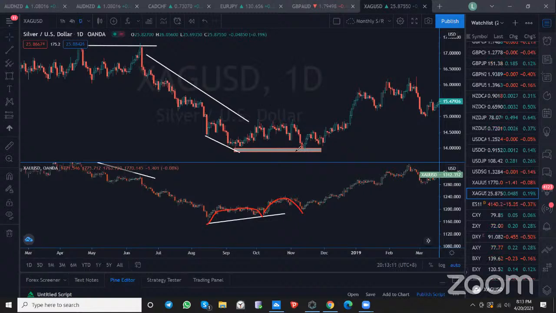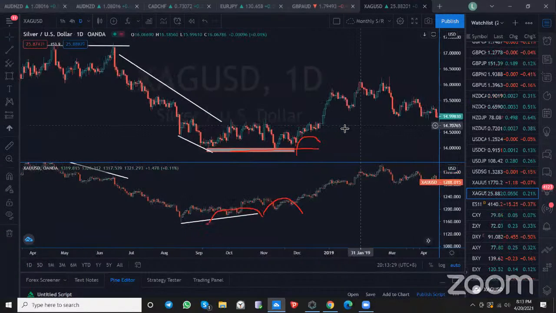And then you see your silver having a double bottom, followed by a higher low. So for those of you who are daring enough, you want to trade a double bottom directly, be my guest. For those of you who want to wait for a confirmation, then your higher low will come in.